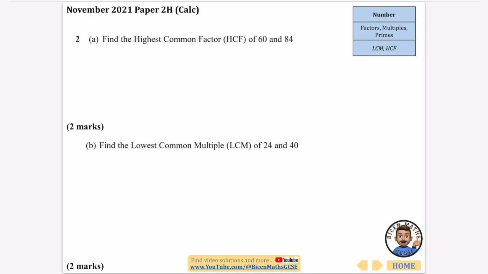Okay, we're going to find the highest common factor of 60 and 84. Now I'm actually going to show you a way of doing this without the what wins and what loses. I'll show you a different way. So I'm going to do 60 and 84.